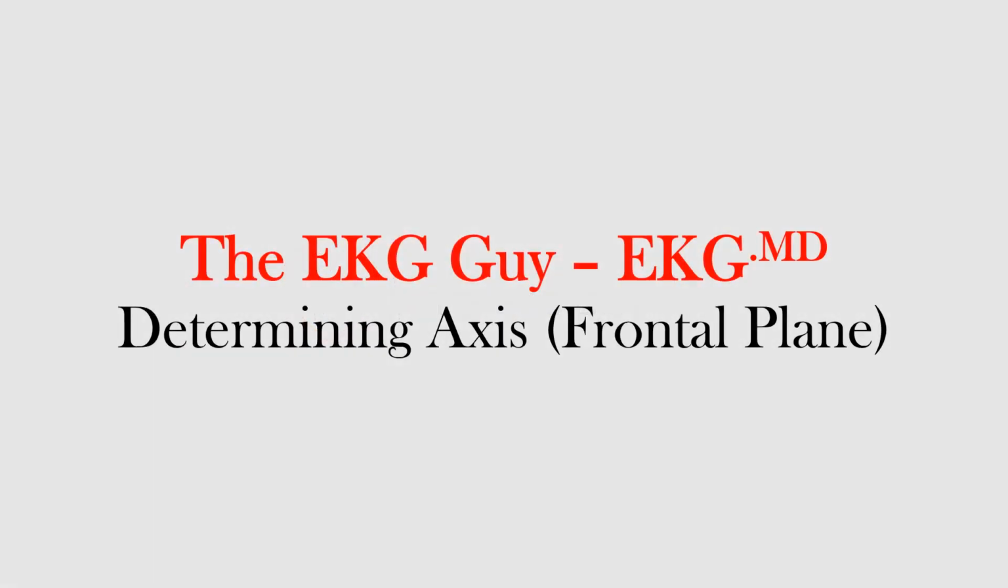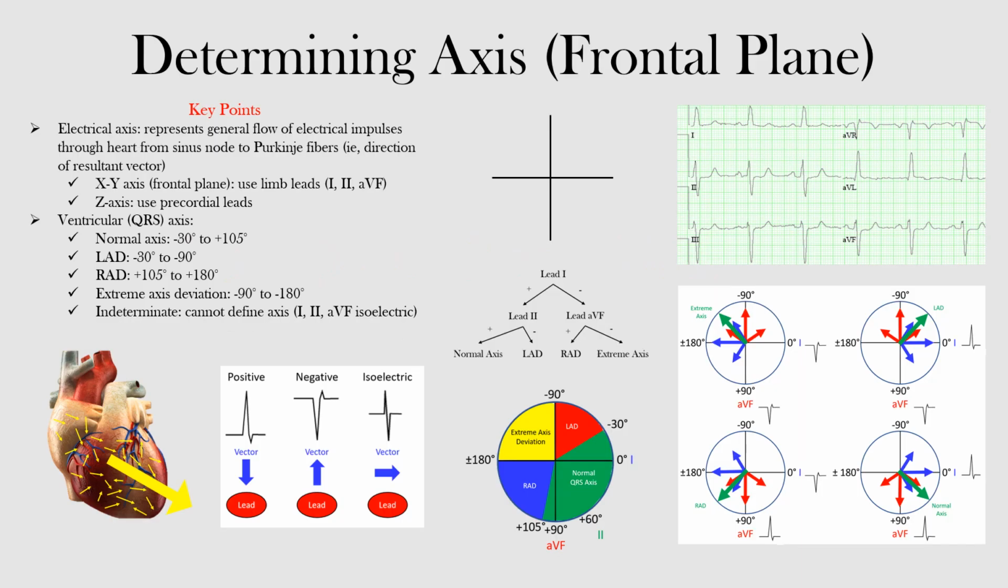In this lecture, we will discuss how to determine the electrical axis in the frontal plane. The electrical axis represents the general flow of electrical impulses through the heart, from the sinus node to the Purkinje fibers. In other words, it is the direction of the resultant vector.